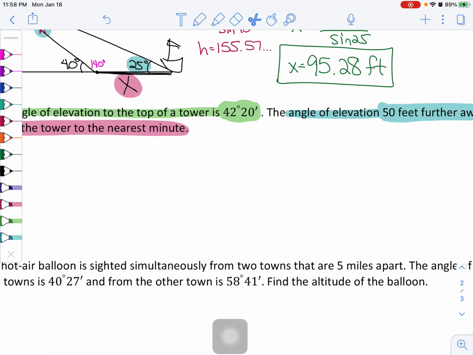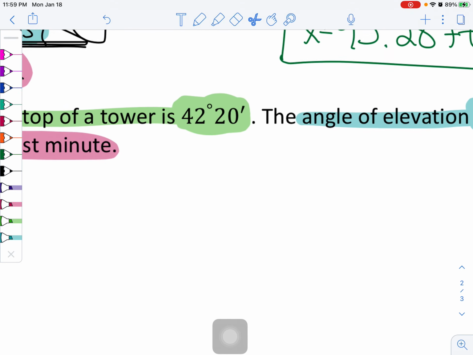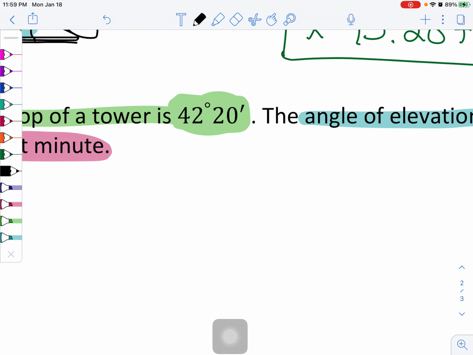So how do I get degrees and minutes into a calculator that only understands degrees? Well, what you're going to do is take your degrees and add your minutes divided by 60. All right. So remember, every degree is broken up into 60 minutes. So if we just take those minutes divided by 60, it would convert them to degrees, and you'll get a decimal value to work with.